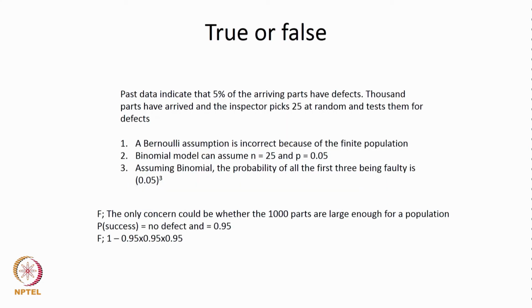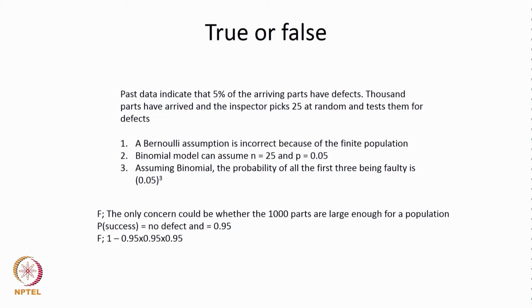Now, let us look at some situations and try to study them. Past data indicate that 5% of the arriving parts have defects. 1000 parts have arrived and the inspector picks 25 at random and tests them for defects. A Bernoulli assumption is incorrect because of finite population. One may disagree with this. One can say that 1000 parts are large enough for a population, and that is exactly how most inspection happens: we take a reasonably large number and then take a small fraction of them to do the inspection.